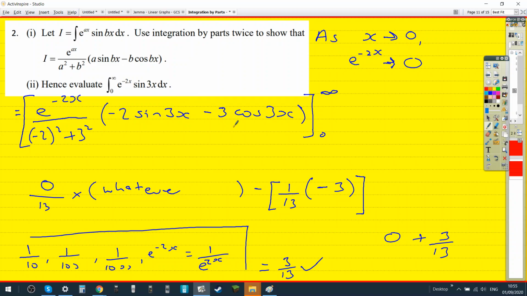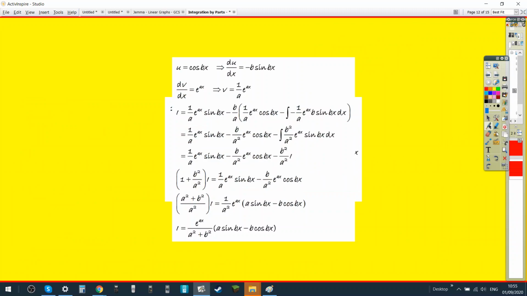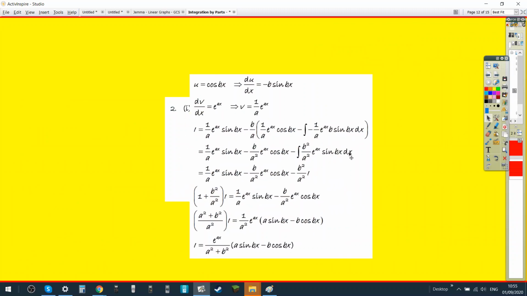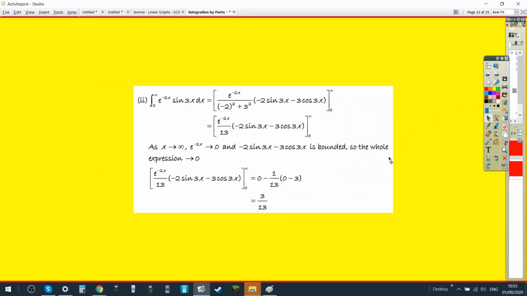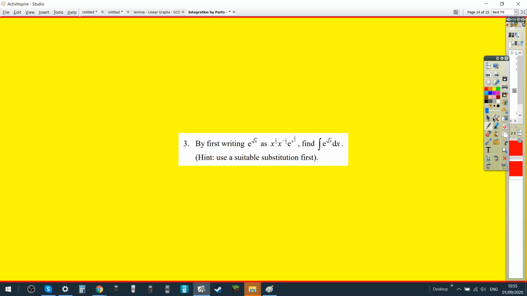Any questions there? No, I get that one. That was all right. I don't know if it fit on the page. Let's see. There we go, 3 over 13. Yay. Boom.